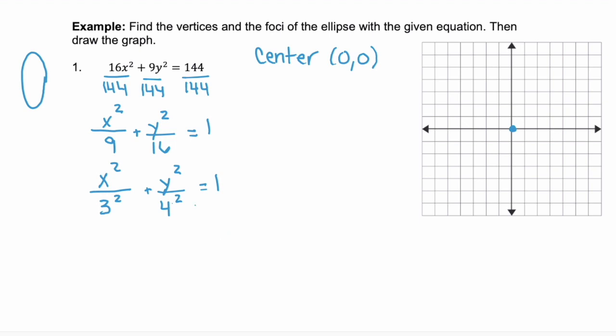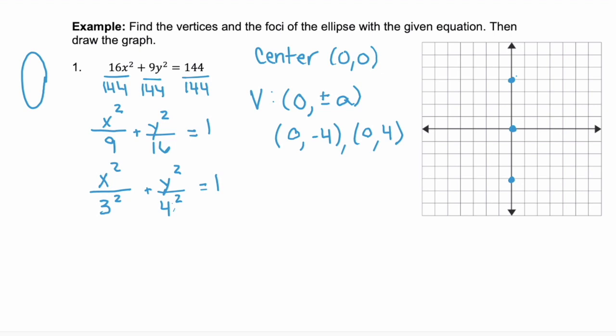Now that I know that, I can find my vertices. My vertices will be of the format (0, plus or minus a), 2 points. And a is this value that's below the y squared. So I have the point (0, -4) and the point (0, 4) for my vertices. So we can plot those. There are the vertices.